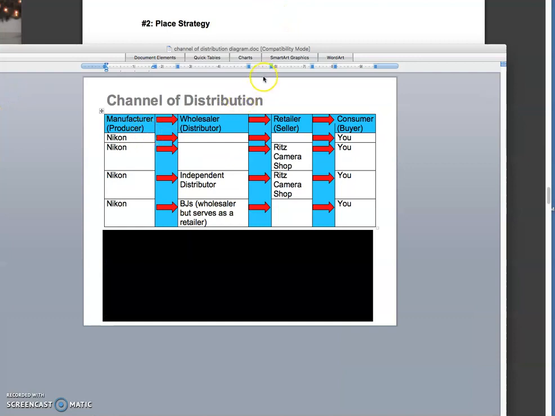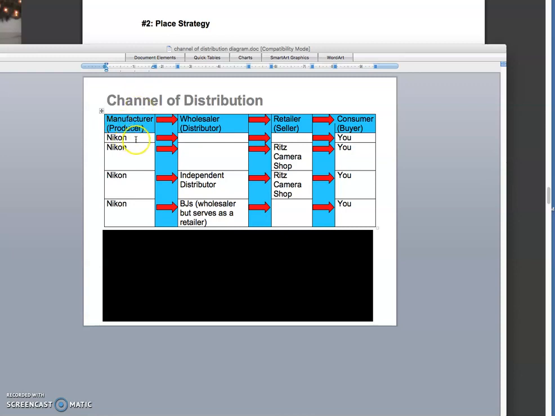So just to give you an easy graphic here, looking at channel of distribution. If you looked at a product, say a Nikon camera, Nikon has choices as far as how it is going to get its product from where it's being manufactured, which we refer to as the producer, to the ultimate consumer, to the far right, which would be you. So as far as choices, we're looking at either direct or indirect, and some companies do both.